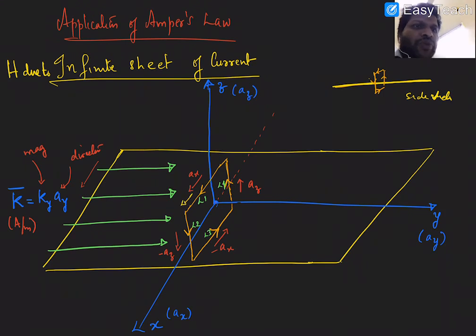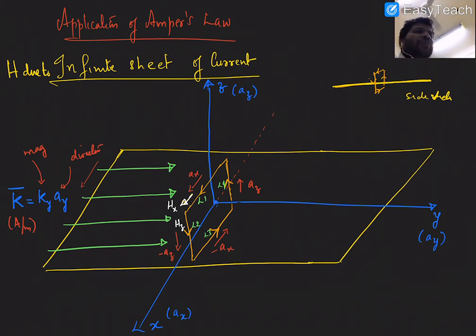Okay, let me choose this color, some other color is better. I will use white. So let me consider the magnetic field H: in the direction of x the magnitude is Hx, and in the direction of z it is Hz. This is what we are going to consider.